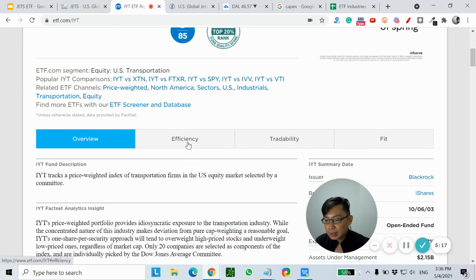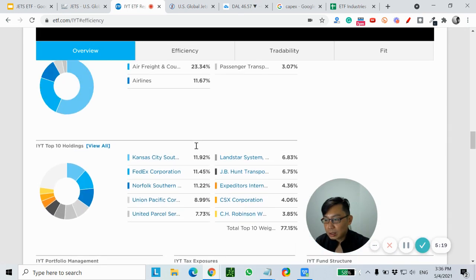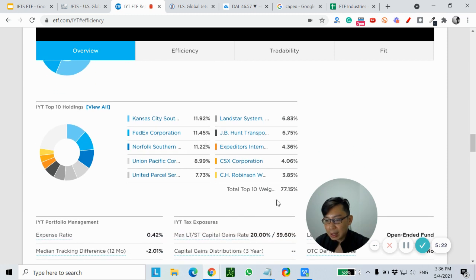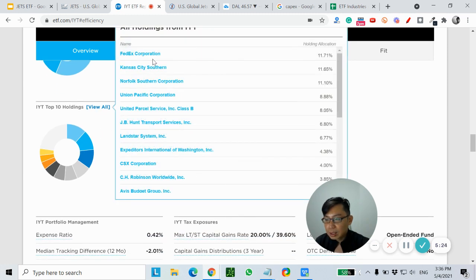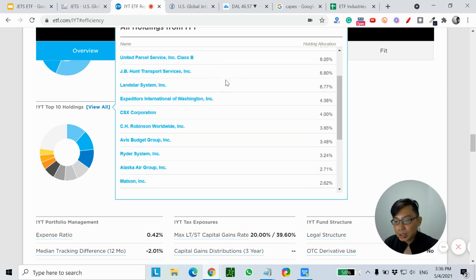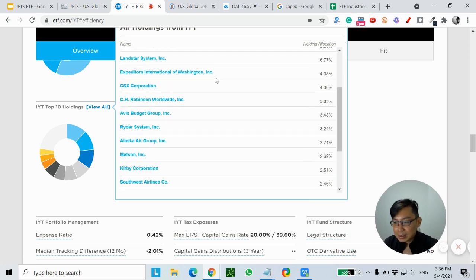IYT is over here already. Let's go through all the top holdings of this ETF. Going through over here, we can see that it is mainly about FedEx, Kansas City Southern, Norfolk Southern Corporation. All these are non-airline companies. All right, so are the airline companies inside?